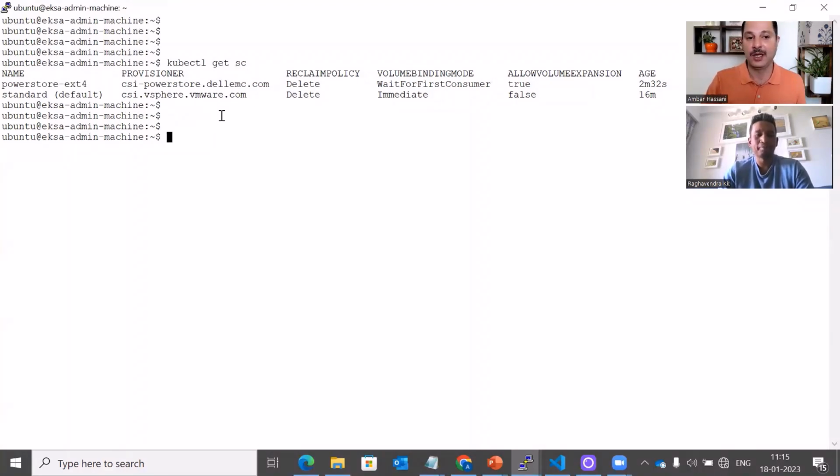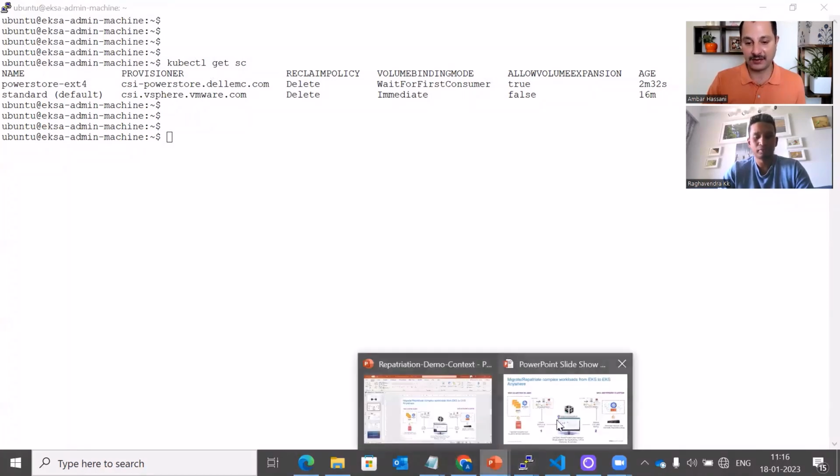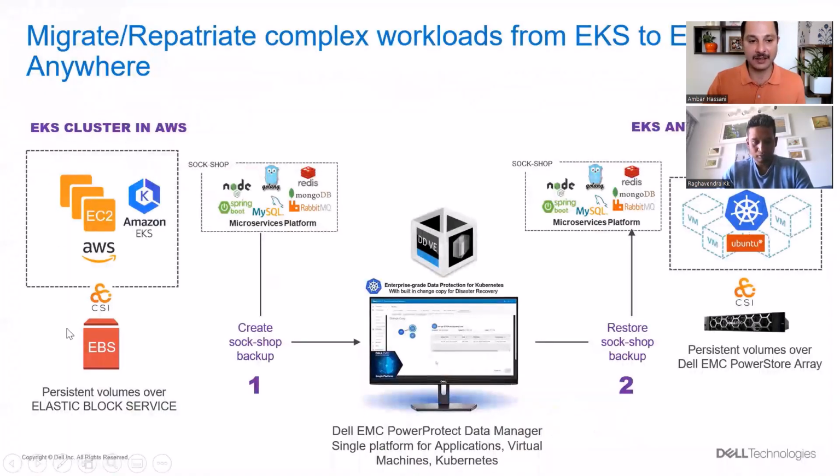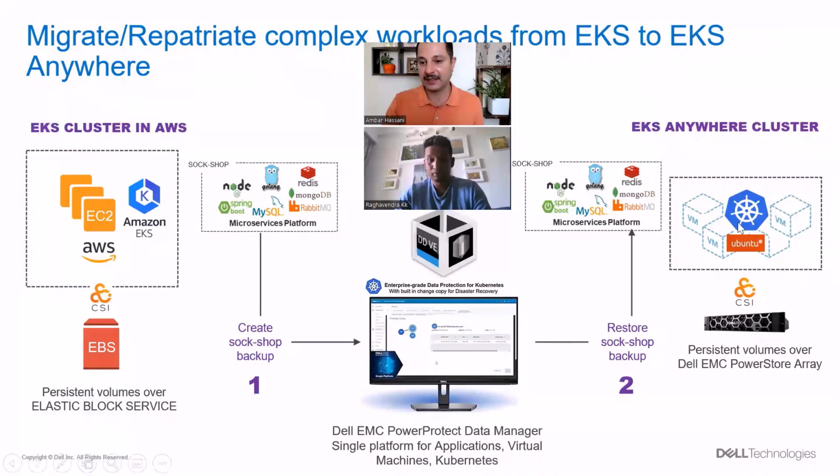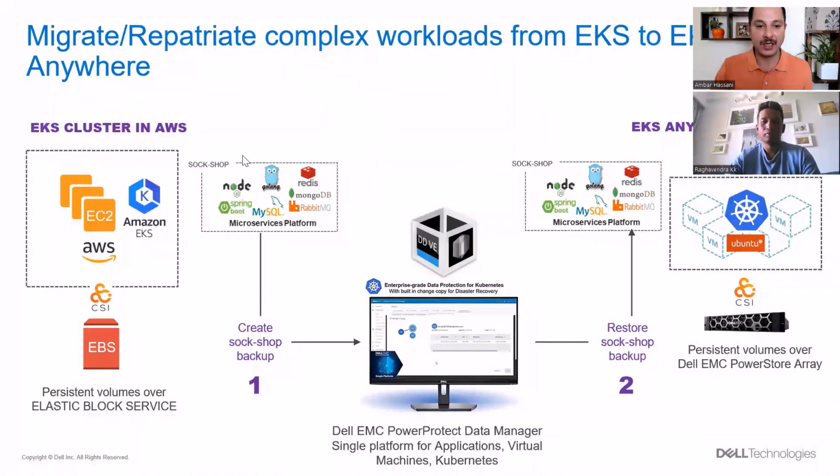Okay, now at this point, we are ready with this. Let's see the diagram again. This cluster is set up. The CSI is deployed. This cluster on the right-hand side is set up. CSI is deployed, right? Now comes the part where we will deploy the SockShop application on the EKS cluster. Okay, so that's going to be in our next video.